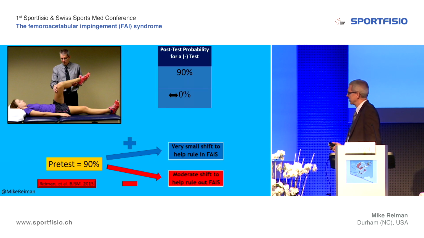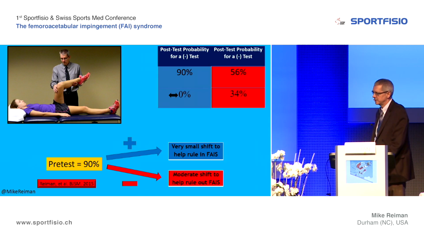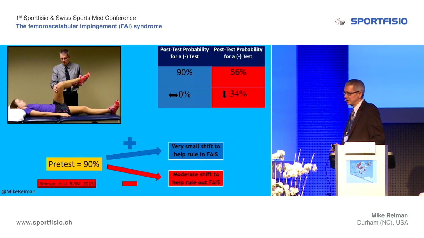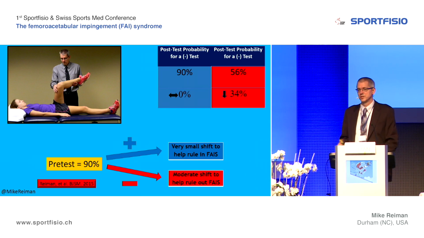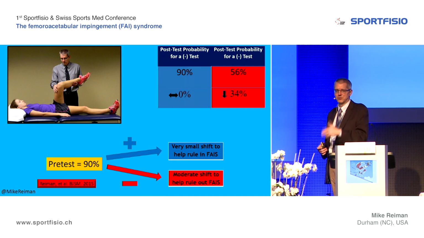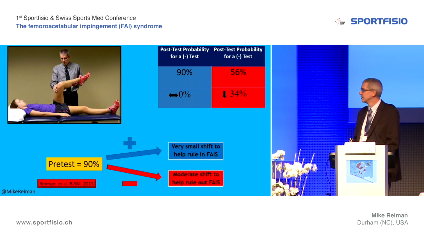What about a negative test? A negative test actually was a little bit more helpful. You had a moderate shift in post-test probability. And if you look at the percentages, now you go from 90% pre-test probability, you do the test, it's negative, now your probability drops down, now it's only 34%. So with the negative test, you want your probability to drop towards zero, so this is a good result. You want your shift to drop significantly down.